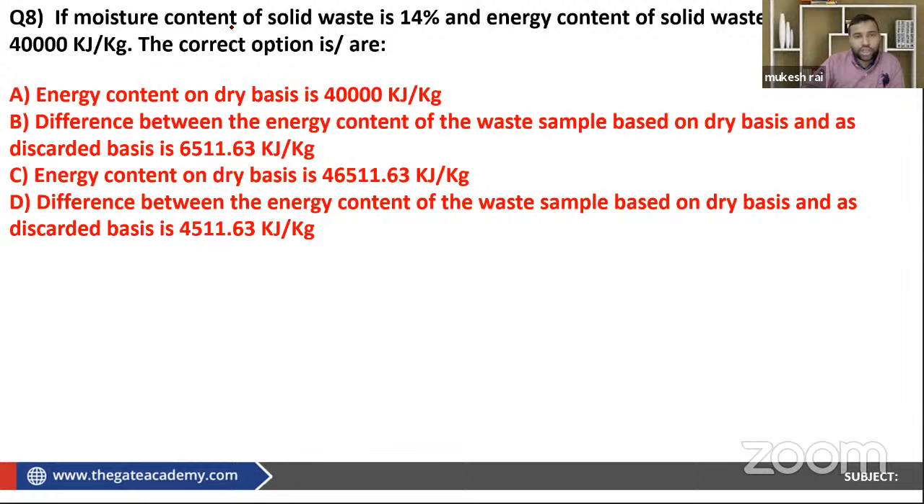Now, if the moisture content of solid waste is 14% and the energy content of solid waste as discarded is 40,000 kilojoule per kg, the correct option is R. Now we have the moisture content of solid waste, that is 14%. We have the energy content of solid waste as discarded, 40,000 kilojoule per kg. Now we have to find the energy content on dry basis as well as the difference between the energy content of the waste sample based on dry basis and on discarded basis.